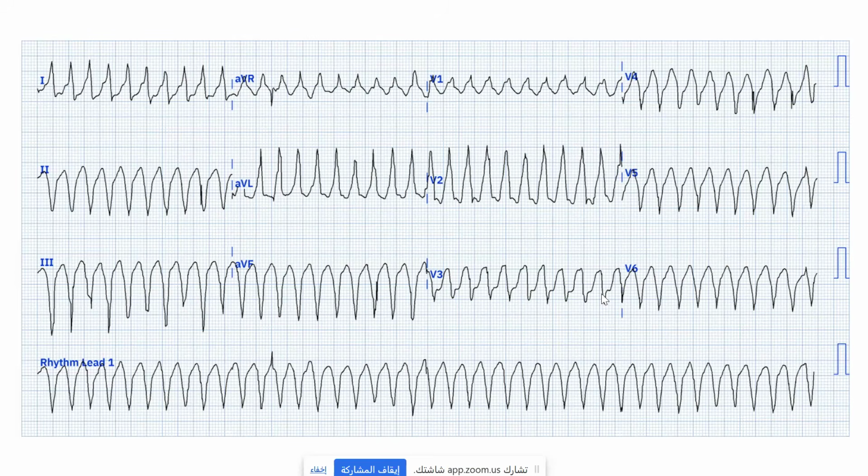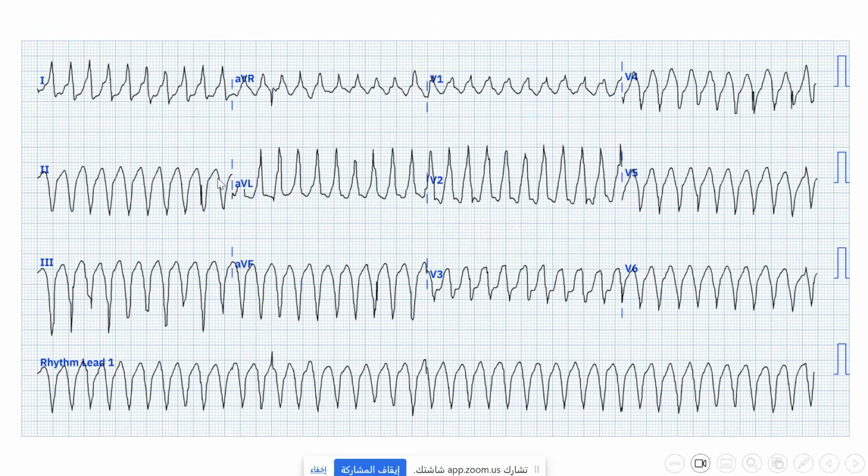Fusion beats. Look at V1. V1 is right bundle or left bundle? Right bundle. Is it typical or atypical right bundle? Atypical. So number one, atypical right bundle branch block, so it is VT.